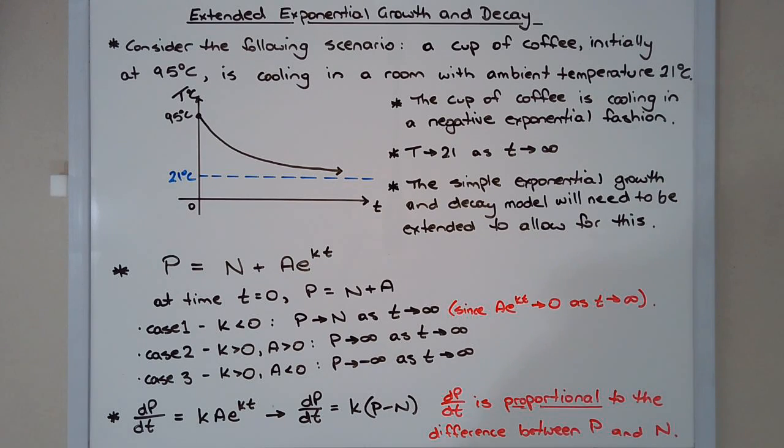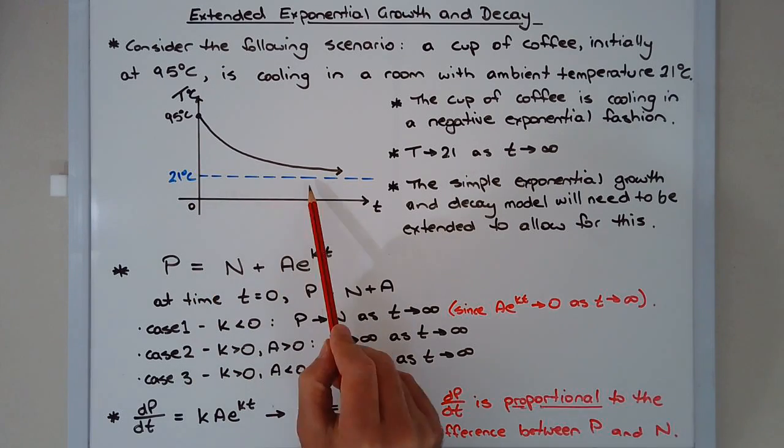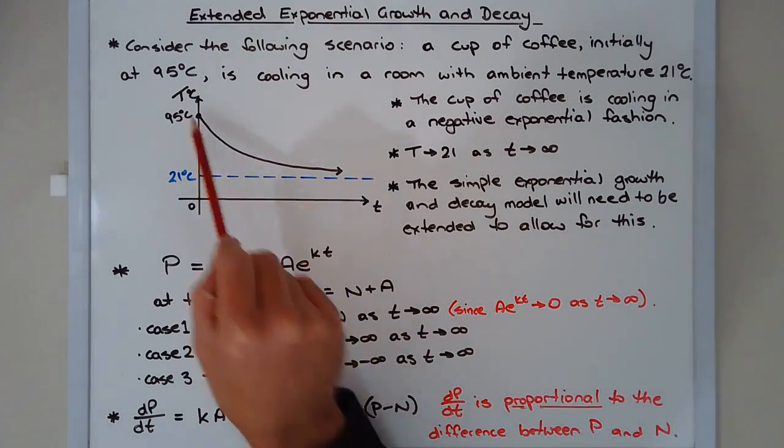So in other words, the longer this coffee stays in this room cooling, the closer the temperature of the coffee gets to 21 degrees Celsius. Now, will the temperature of the coffee ever reach 21 degrees exactly? In theory, no. It'll get very, very close to 21 degrees, but will never equal 21 degrees Celsius. So that's represented by the blue line, which in effect is an asymptote to the curve.